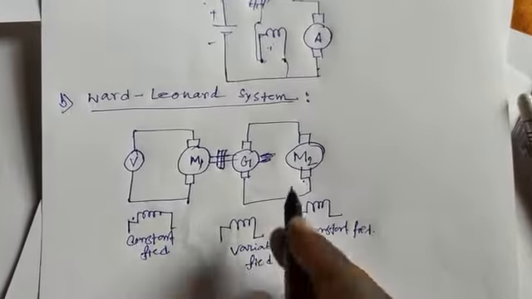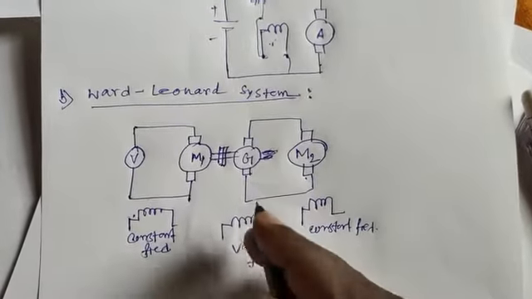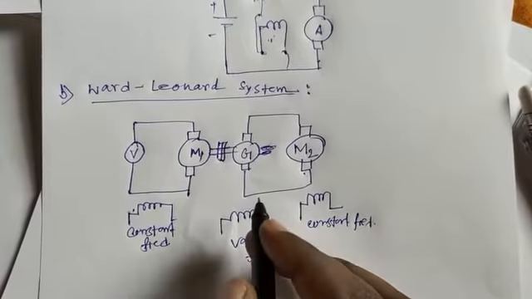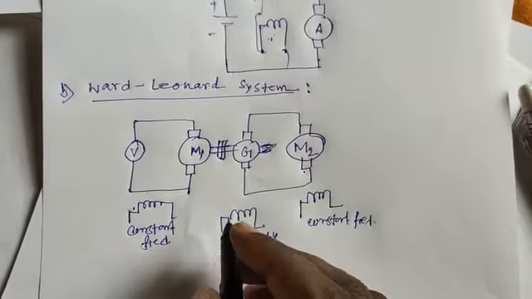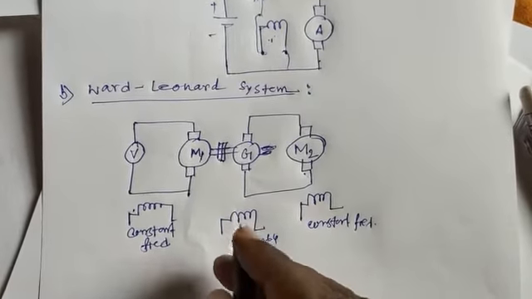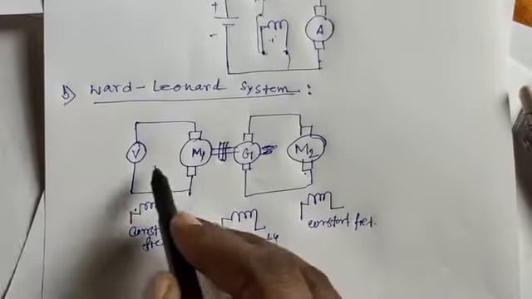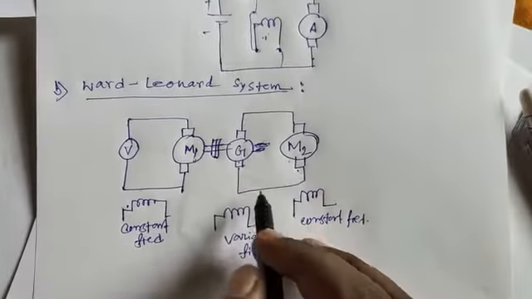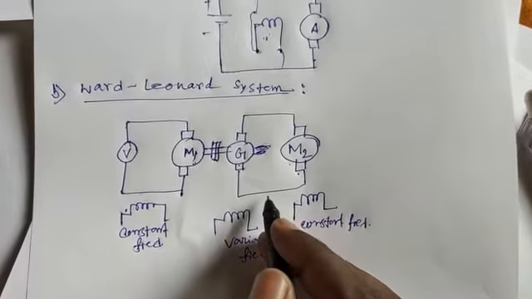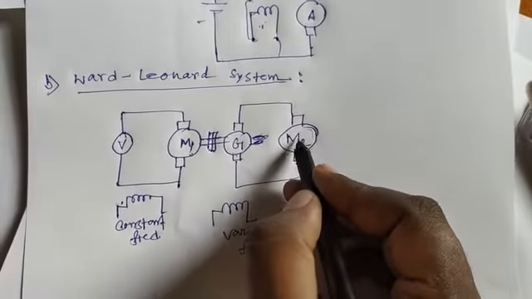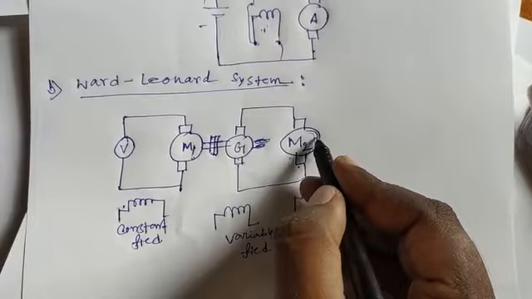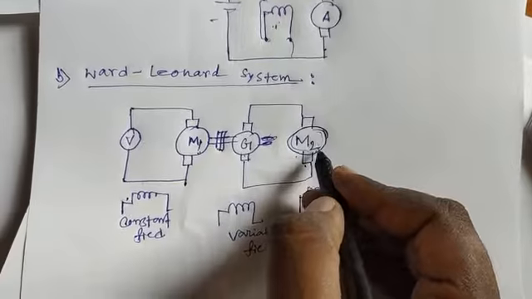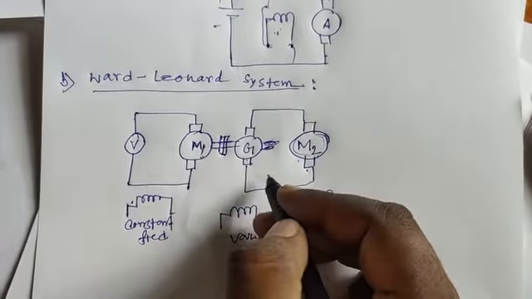This system is used where very sensitive speed control of a motor is required, for example, elevators. This type of arrangement of motor, generator, motor is known as the Ward Leonard system. M2 is the motor whose speed control is required, so this arrangement is needed.